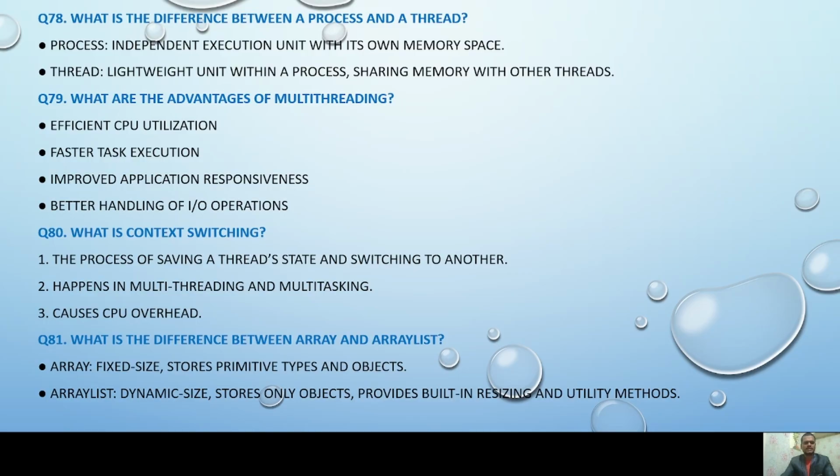Next question. What is context switching? The process of saving a thread state and switching to another. Happens in multi-threading and multitasking. Causes CPU overhead. Next question. What is the difference between array and ArrayList? Array, fixed size, stores primitive types and objects. ArrayList, dynamic size, stores only objects, provides built-in resizing and utility methods.